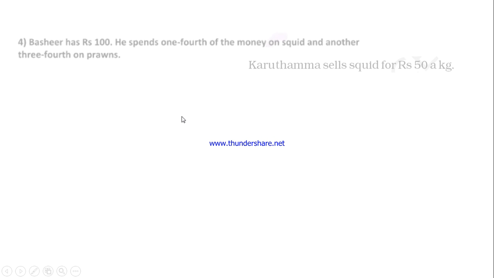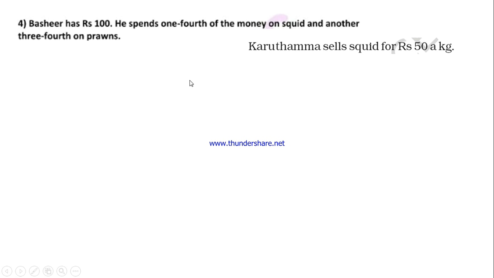Now question 4. Bashir has rupees 100. He spends 1/4 of the money on squid and another 3/4 on prawns. Bashir has rupees 100, and he wanted to buy two types of fish. One is squid, another one prawn.